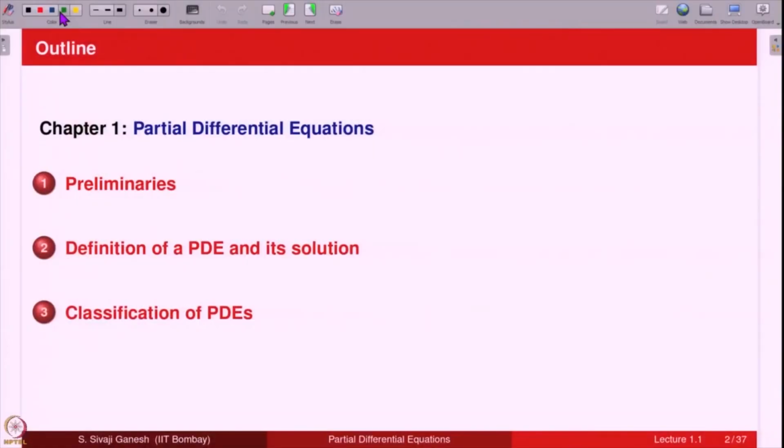In this lecture, we are going to discuss some basic concepts and the nomenclature that is involved in the study of partial differential equations. So, the outline of today's lecture is: first we discuss certain preliminaries, then we go on to define what is a PDE and what we mean by solution of the PDE, and then we discuss classification of partial differential equations.